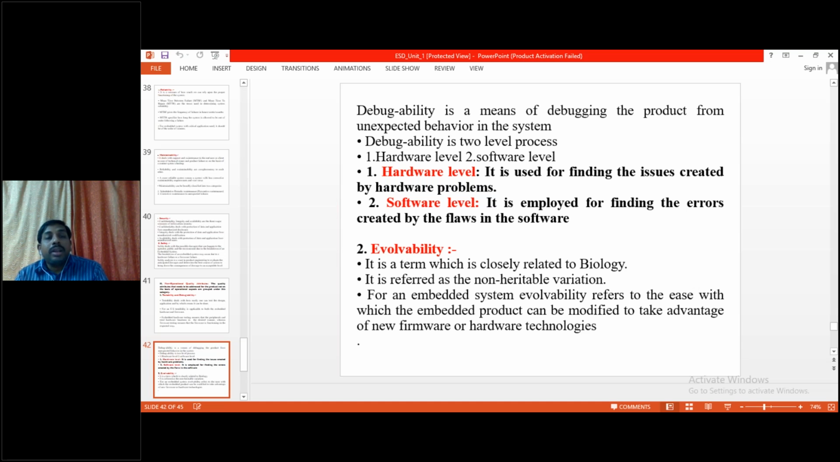Next, evolvability. It is a term which is closely related to biology, non-heritable variation. What does evolvability mean? You have designed an embedded system with one processor and some features, and with the same hardware features you want to create one more big, complex design. So from the existing design, you are creating and adding more applications to the same embedded system. That is evolvability.